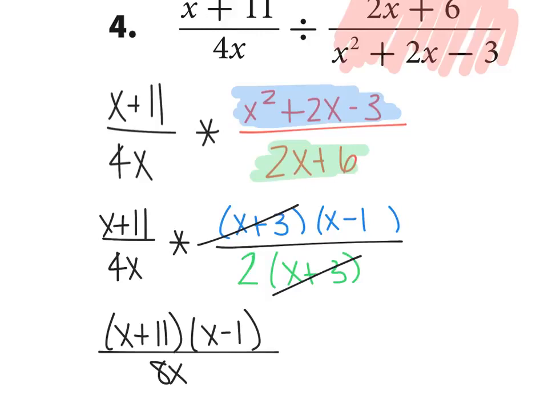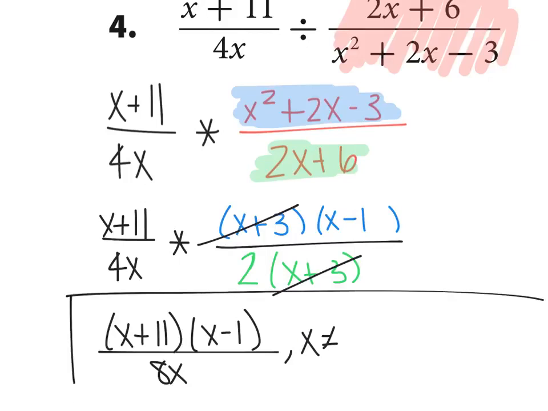And now I need to figure out my excluded values. So we start with our denominators. My first denominator is 4x. So it's going to give me an excluded value of what?